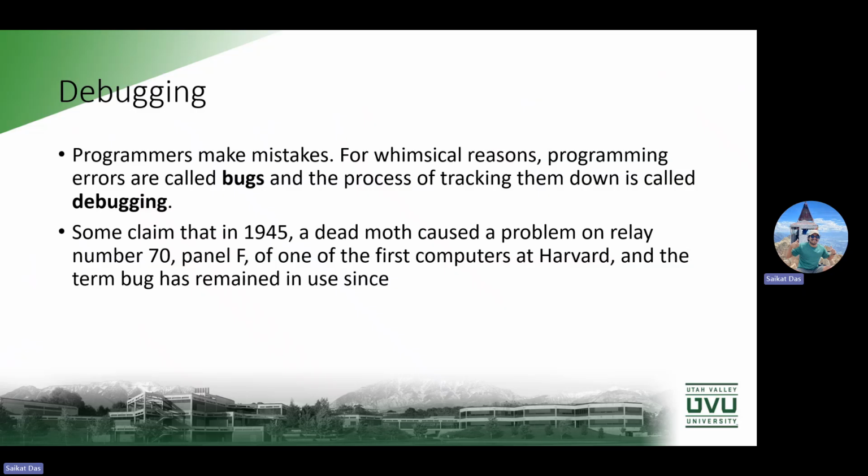Okay, so for whimsical reason, programming errors are called bugs, and the process of tracking them down is called debugging. So there is a reason for this. Someone claims in 1945, a dead moth caused a problem on relay number 70 panel F of one of the first computers in Harvard, and the term bug has remained in use since. So that's why the bug came. A moth was dead on that computer. It's a huge computer at that time, like a vacuum tube. And since there was the bug thing, that's why they came with the bug word.